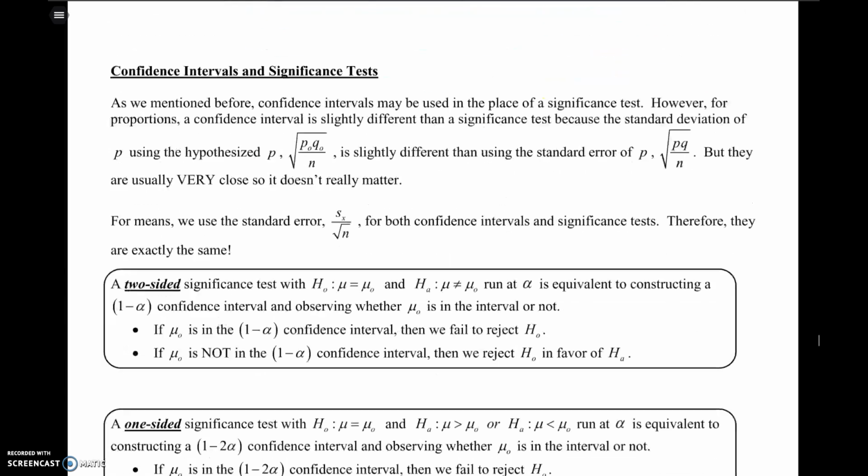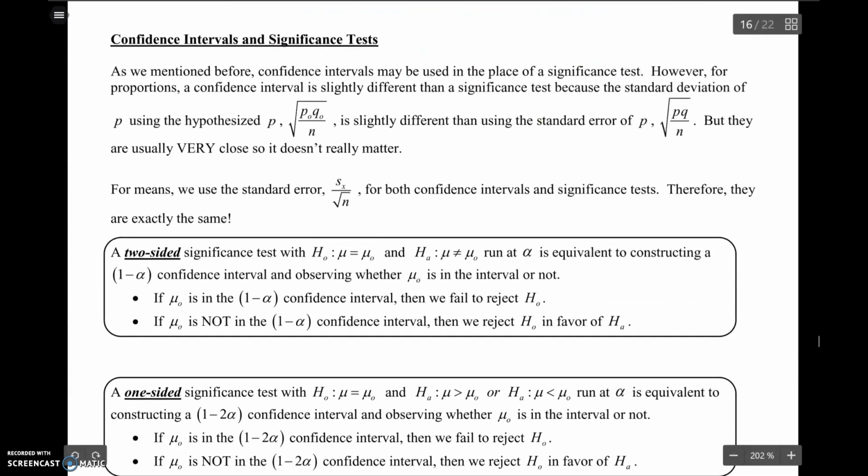So anyway, confidence intervals and significance tests. Now this is something that you might see on a testing situation. As we mentioned before, confidence intervals may be used in place of significance tests. I would encourage you not to do it on your own. If I say run a significance test, please run a significance test. But in a multiple choice question, they might ask you to use a confidence interval to draw a conclusion to a hypothesis test.